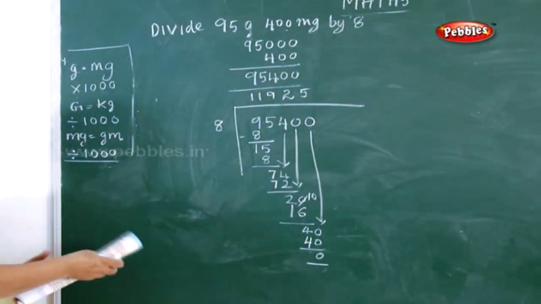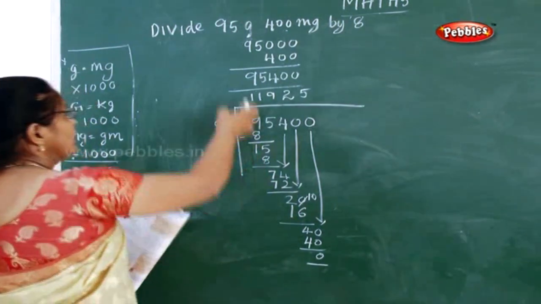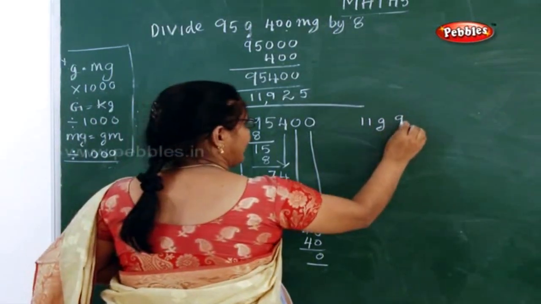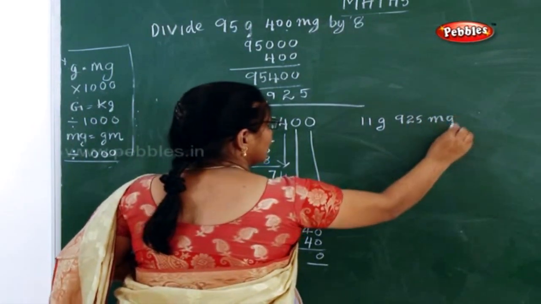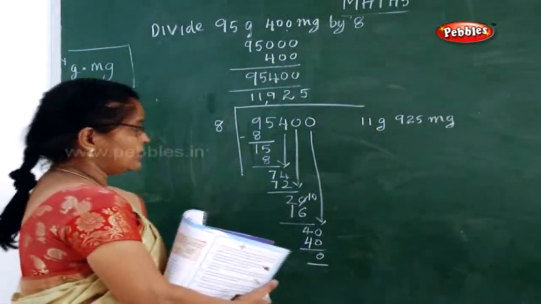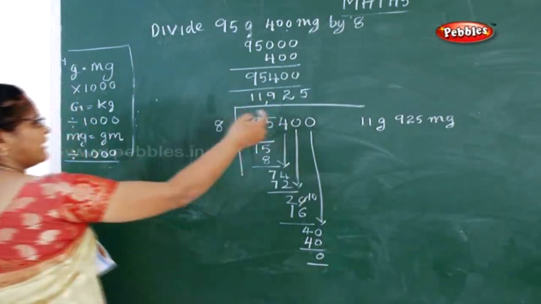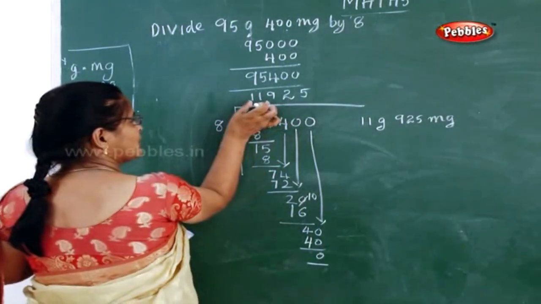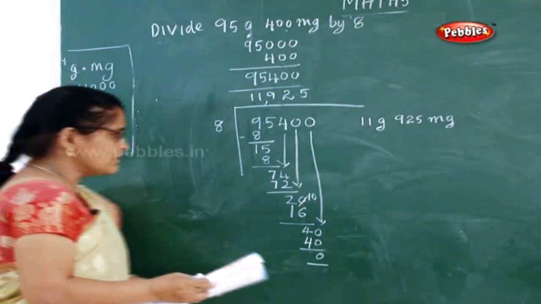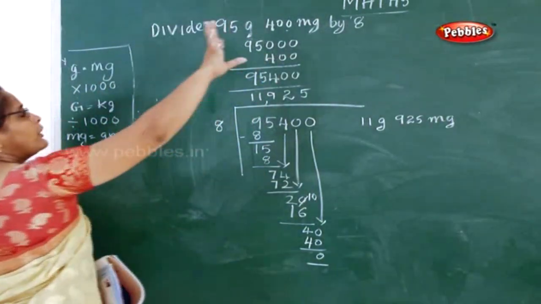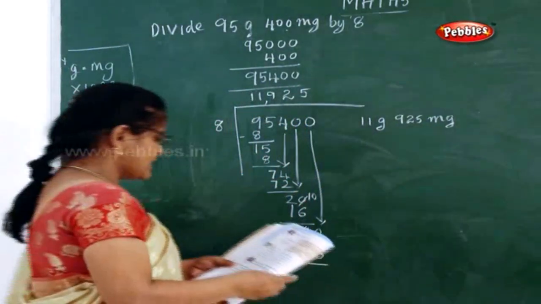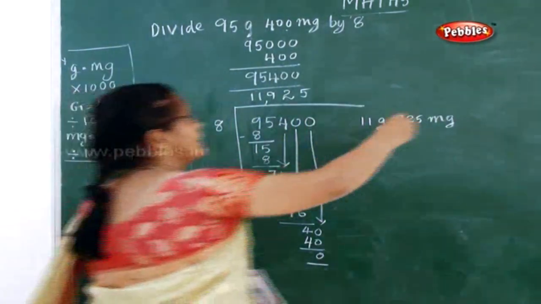So now how will you write it here? Finally, how will you write? Because you have already converted this, what will you write? It is 11 gram and 925 mg. Again you can divide it, but without dividing it, you can just take this 11 gram and 925 mg. Is it clear now? This is how you have to divide. First convert it into mg or whatever is given, and then do it. Now next one, in your try this, you try these sums.